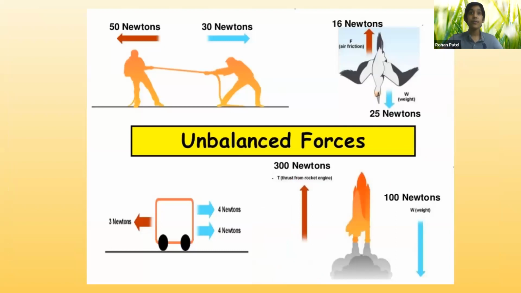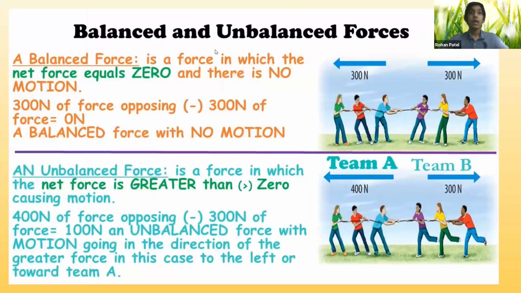Unbalanced forces include 50 newtons and 30 newtons, which are completely different, in the tug of war. Or 60 newtons upwards with friction and 25 newtons downwards with gravity and weight, and so on. A balanced force is a force in which the net force is equal to 0 and there is no motion. And an unbalanced force is one in which the net force is greater than 0, causing motion.